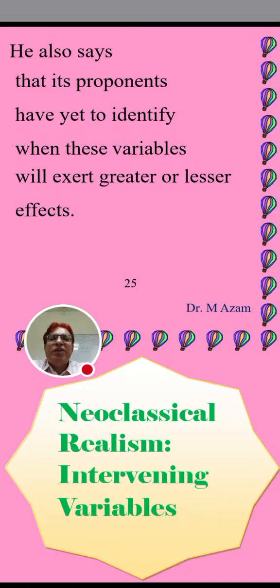Stephen Walt also says that its proponents have yet to identify when these variables will exert greater or lesser effect, when these intervening variables are more important in foreign policy making and implementation, and when they are less important, less influential. The critics say neoclassical realists have not explained it properly.